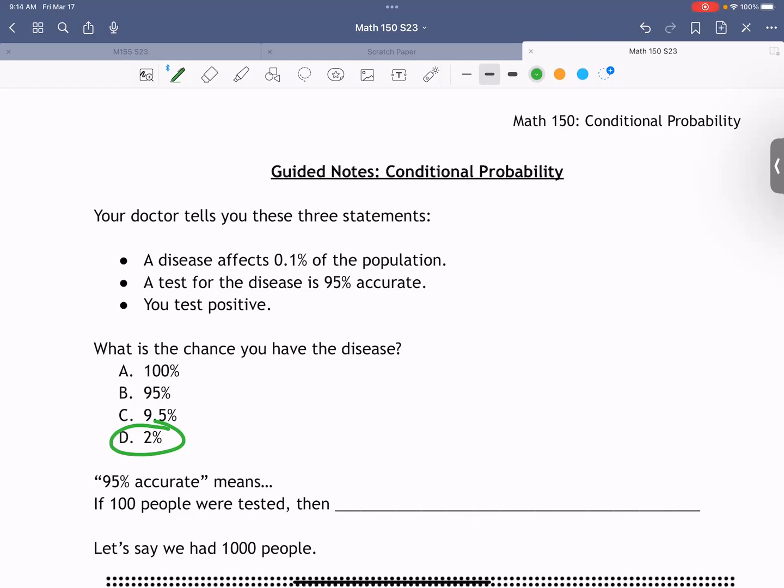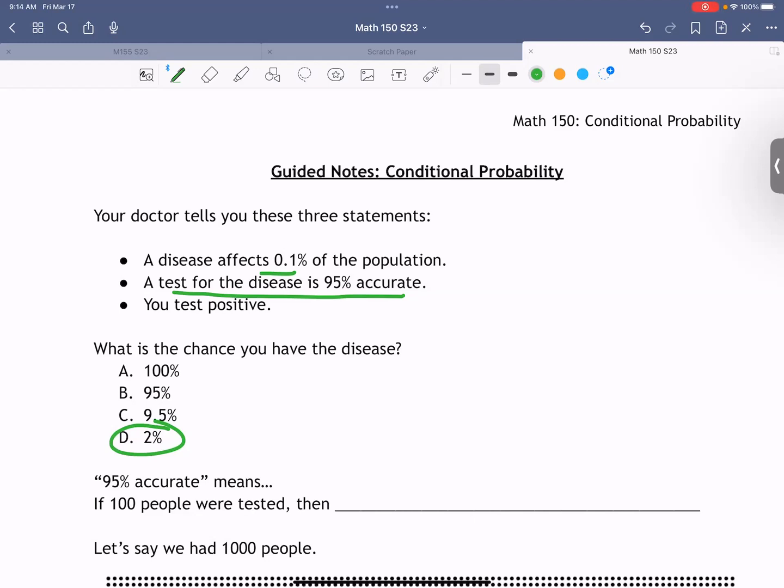So basically what you're doing is you're trying to find the probability that you have the disease, given that you already know that you tested positive and that the disease affects 0.1% of the population. So you're combining two different things together and you're trying to find this probability when you have two statistics going on. Now, when you take a COVID test or something, it says there's a 95% accuracy. That means different stuff based on the test.